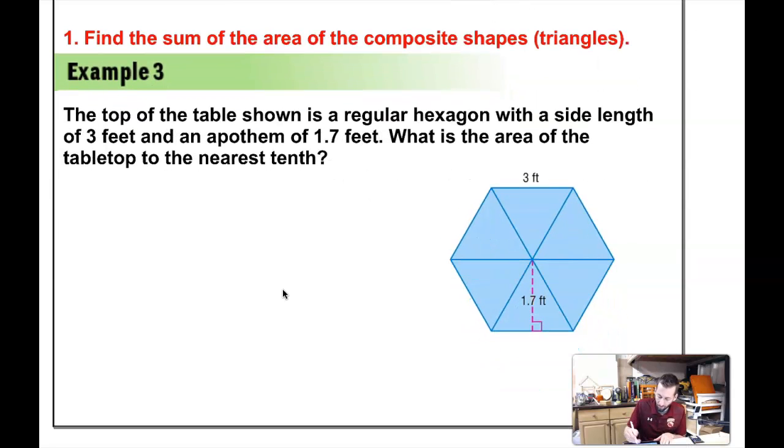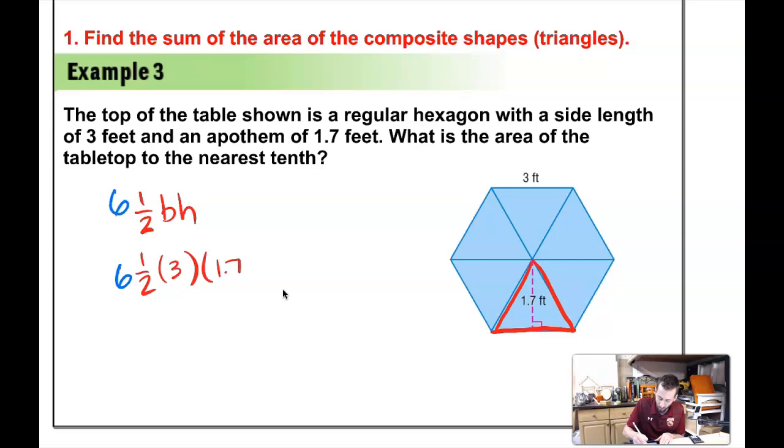All right, the area of a triangle. Okay, we're going to focus on this triangle here. The area of this triangle is 1/2 base times height. All right, and there are a total of 6 pieces here, right? There's 6 of those triangles. So all I have to do is 6 times 1/2 times the base, which is 3, and the height, which is 1.7. Okay, and I just multiply that out.